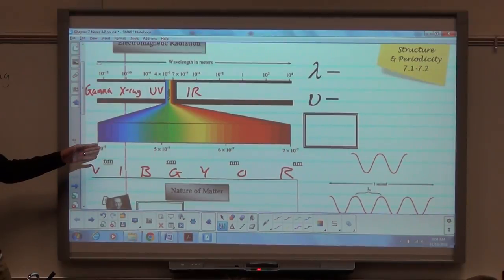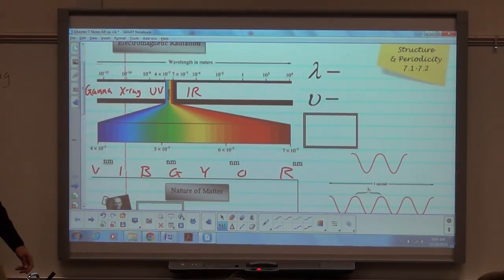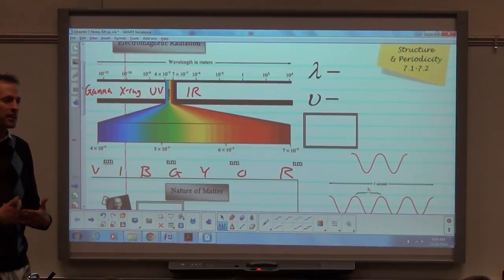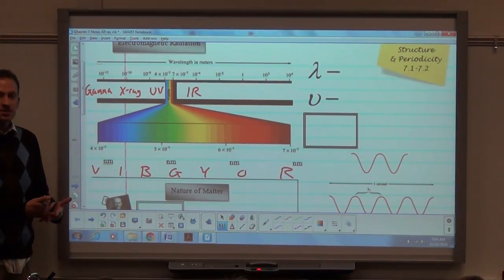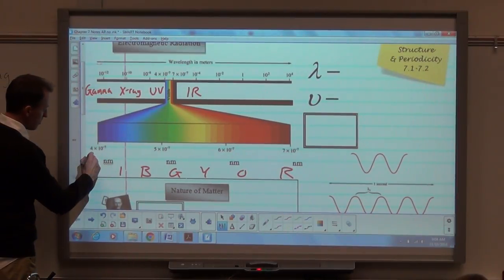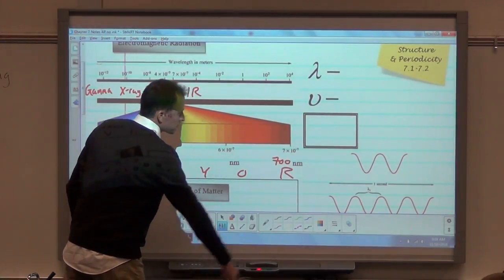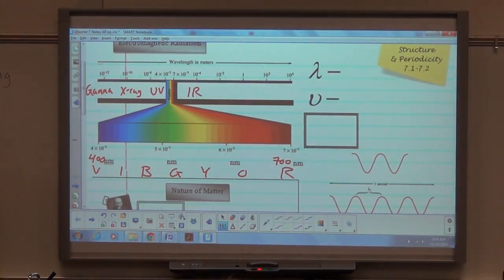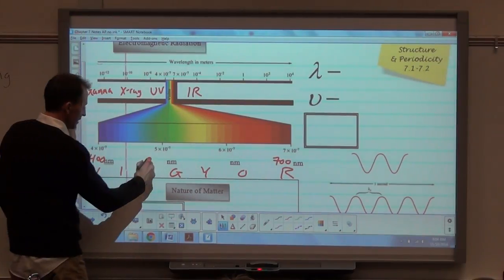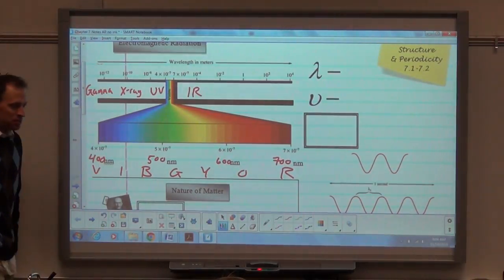I have the 4 times 10 to the negative 7th and the 7 times 10 to the negative 7th, but that's not the way we see colors. The colors are given to us in the hundreds, in nanometers. So 4 times 10 to the negative 7 would be 400 nanometers, and so on. You are responsible for knowing, in general, the 400 to 700 range. It's not that bad. And these other two are not necessarily numbers you have to come up with.